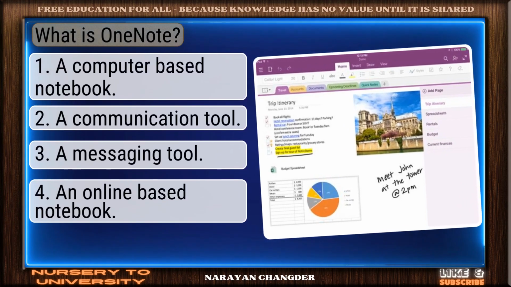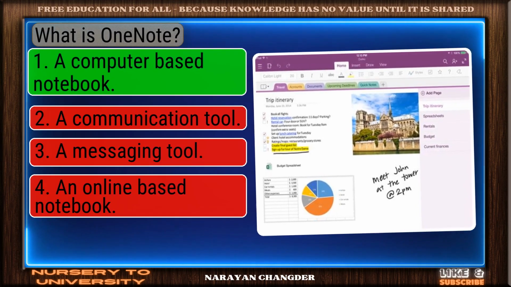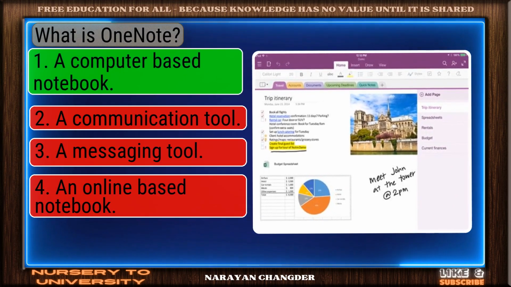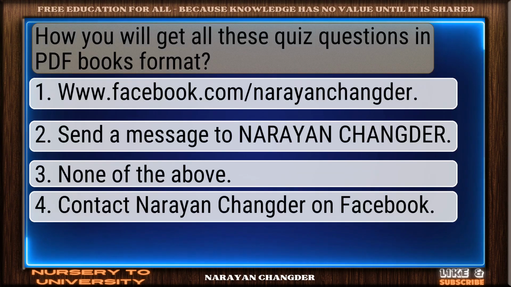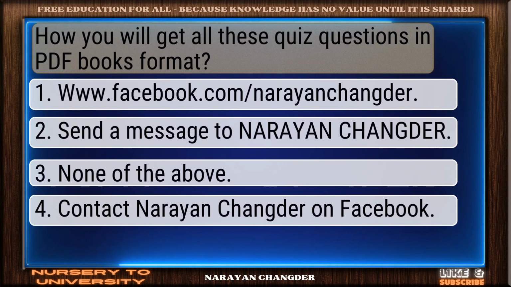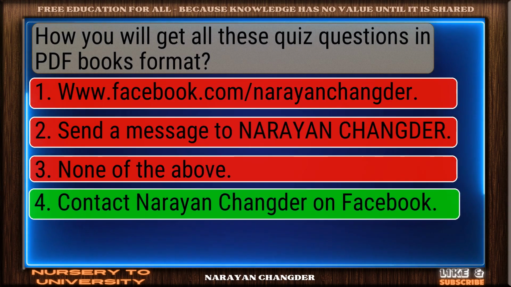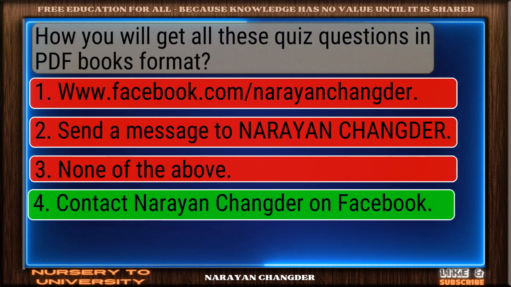Question number 76. What is OneNote? Valid point. A computer-based notebook is true. Question number 77. How will you get all these quiz questions in PDF book format? Good job. Your answer, contact Nerai and Chengder, works well here.